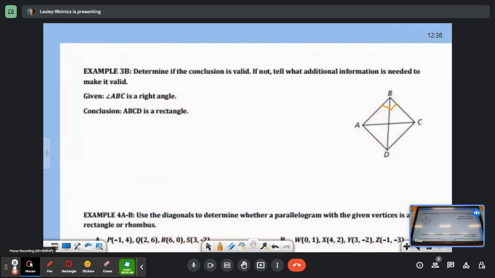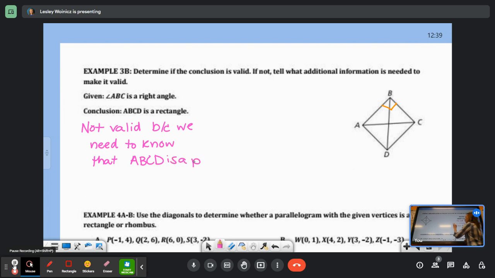Let's go back to our picture. Do we know that this is a parallelogram yet? No. Correct. So we would have to know that ABCD is a parallelogram first before this can be a valid conclusion. Does that make sense to everybody? Yes. Okay, so we're going to say not valid because we need to know that ABCD is a parallelogram first.